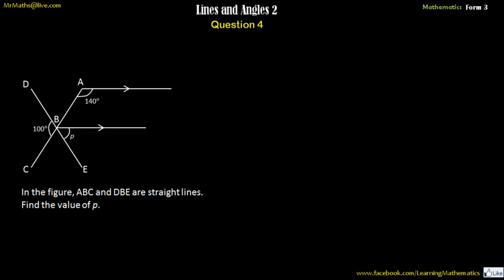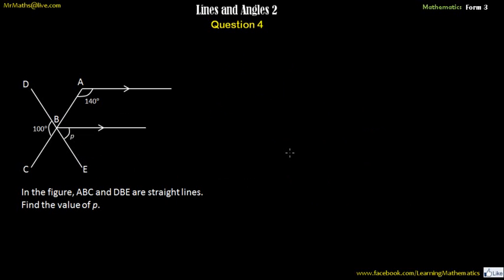Question number 4. We have two lines crossing each other and we have two parallel lines. And we are given 140 degrees and 100 degrees there. And then we are to find angle P, the value P. So spend some time reading the question and pause the video. Okay, I hope you're ready. Let's work out the solution together.